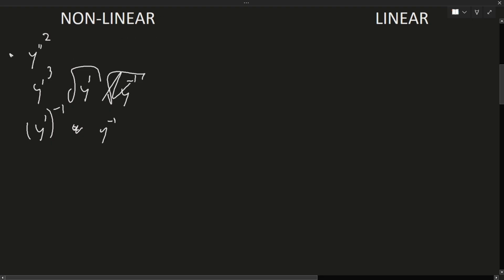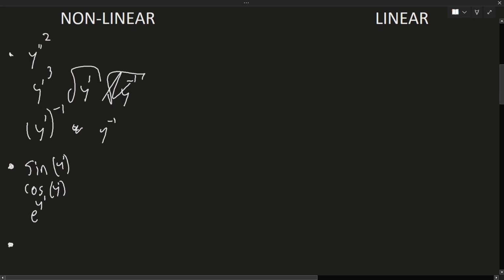The second point is if there's a weird non-linear function, okay? For example, sine of y or cos of y or e to the y. Same thing with y primes, okay? When there are weird non-linear functions that are acting on y, that makes it non-linear.